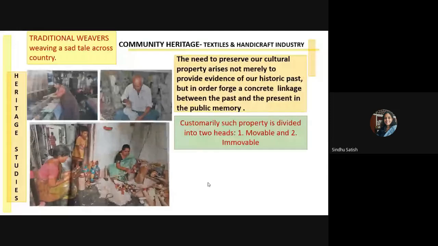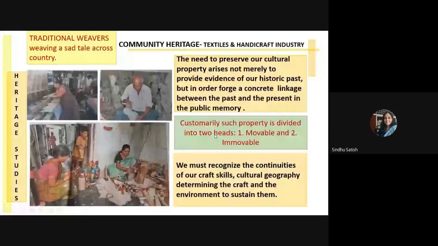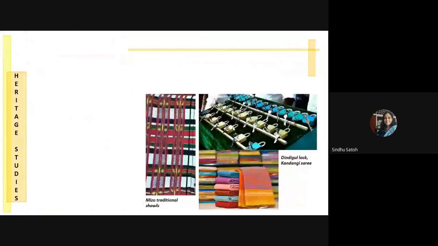So this is where we must recognize the continuities of our craft skills, and cultural geography determining the craft becomes more important, and to create an environment where they can sustain is our larger intention.